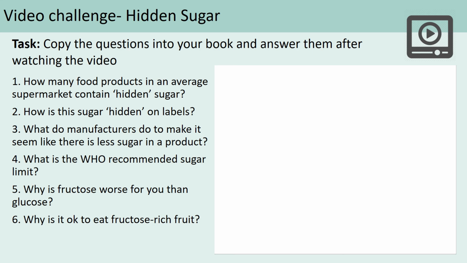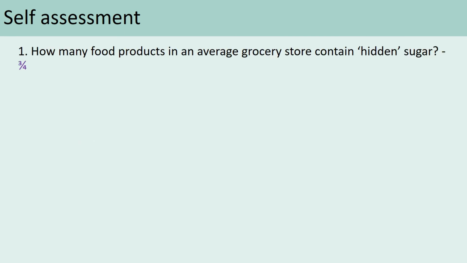Okay, so hopefully you watched the video. It's quite interesting to see the tricks that actually happen in hiding the amount of sugar that is in it. They want to put sugar in it because it tastes better, so people are more likely to buy it. But obviously they don't want it out there being high in sugar because that puts people off. So it's quite sneaky. So we're going to go through those questions and let's see if we got any of them right. So how many food products in an average grocery store contain hidden sugar?